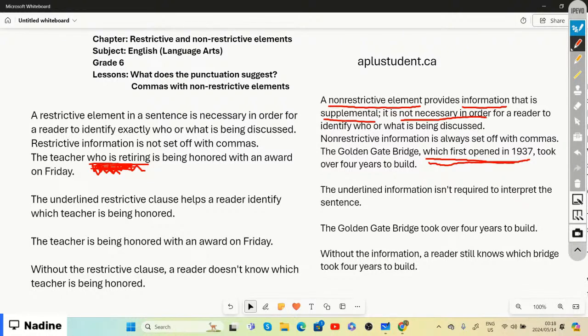So if it says that the Golden Gate Bridge, which opened in 1937, took over 4 years to build, then it just means that this is unnecessary information, because we don't necessarily have to say when it opened. All we can just say is that it took over 4 years to build, right? Because eventually, if we Google the Golden Gate Bridge, we can say, ah, okay, so this bridge was first opened in 1937. But if we just discuss it randomly, then this information is not necessary.